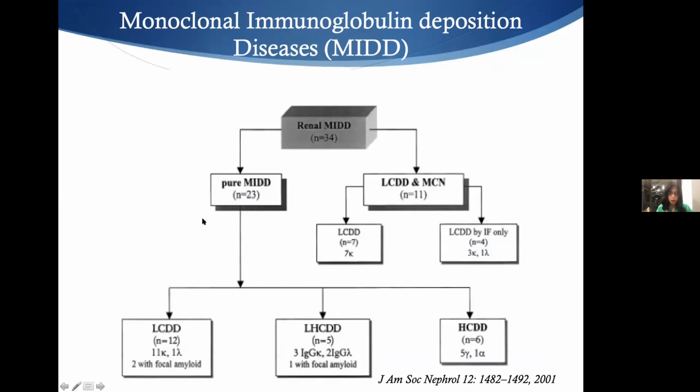And in pure MIDD, it can be light chain, it can be light and heavy chain, and it can be heavy chain. Of course, the commonest, almost equal to the other two entities, is light chain. Amyloidosis is also common in these patients, and you have to look for it quite carefully. However, if you have cast nephropathy, then you're only dealing with light chains. There are no options here because these patients will turn out to be myeloma or lymphoma patients, and there is no place for a heavy chain disease here.